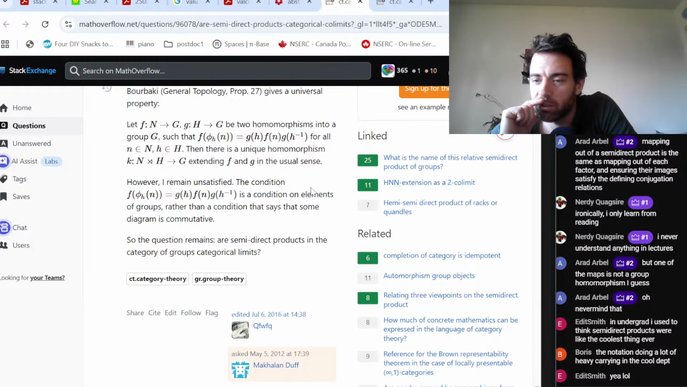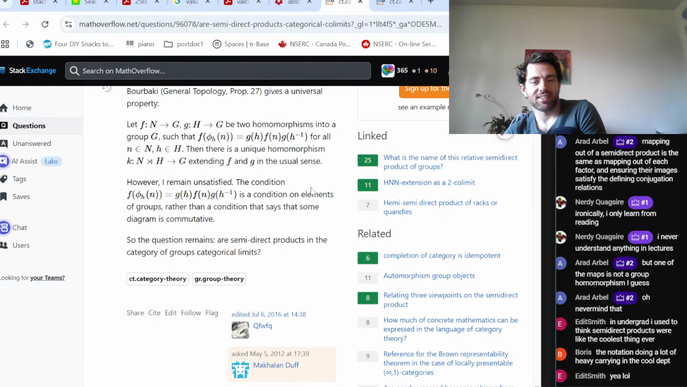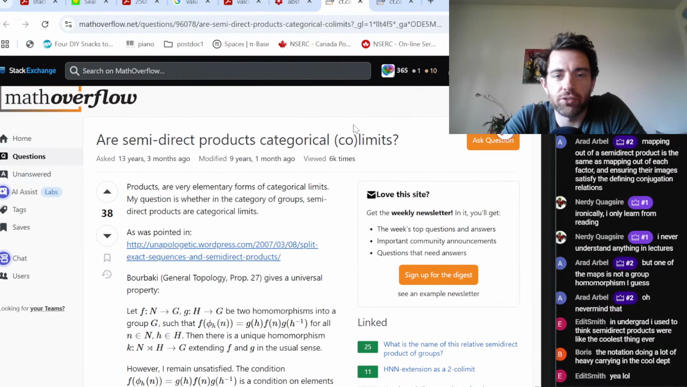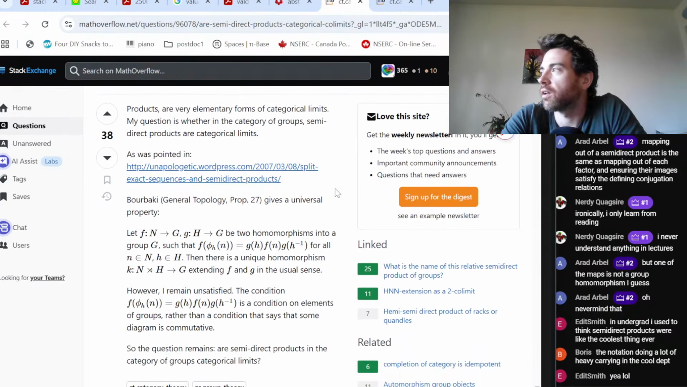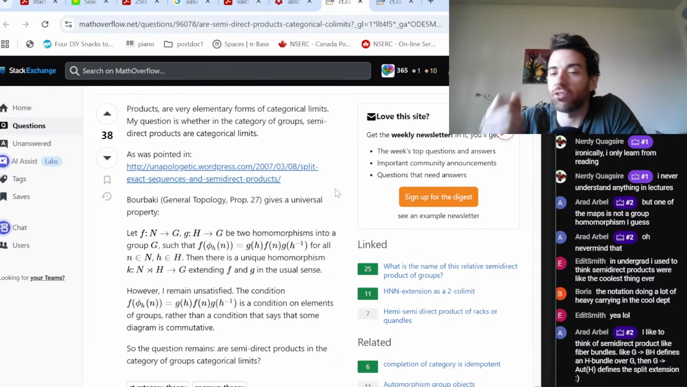The notation is doing a lot of heavy carrying in the cool department. Yeah. I never really, I don't know, we never talked about semi-direct products much in my undergrad. I only really got my hands dirty with them in more recent years. When I taught Algebra 2, we actually didn't end up covering semi-direct products there, but I still taught myself about them properly.